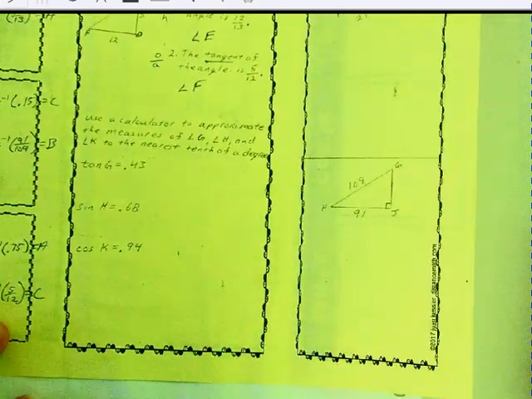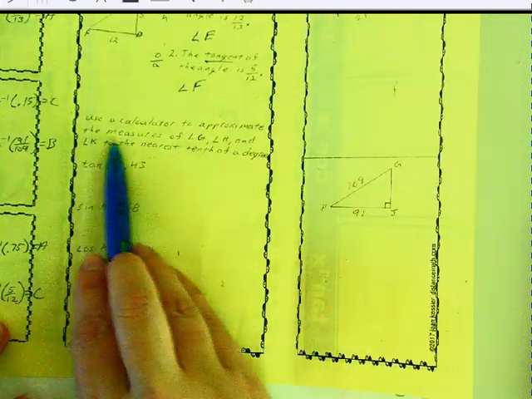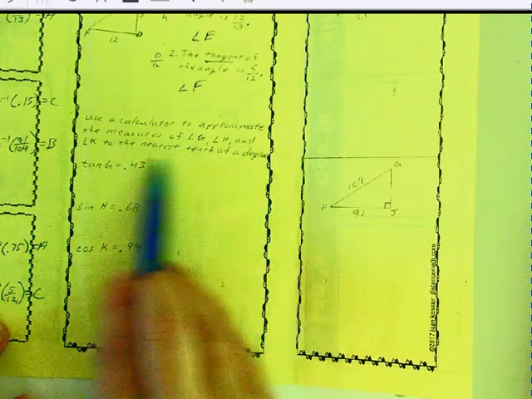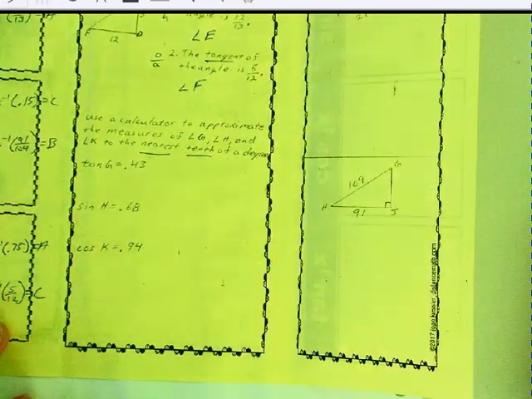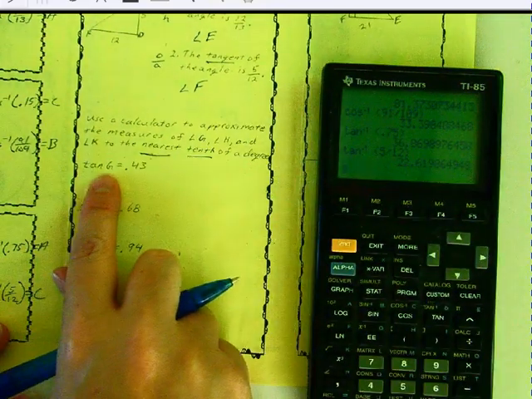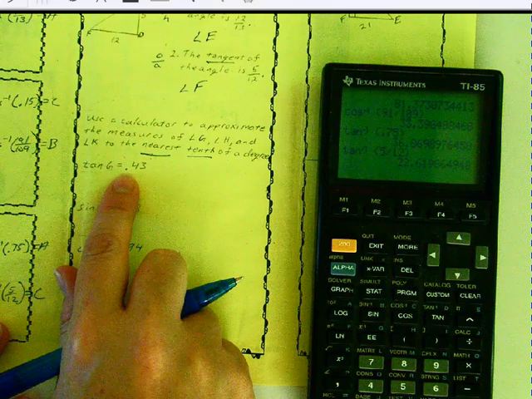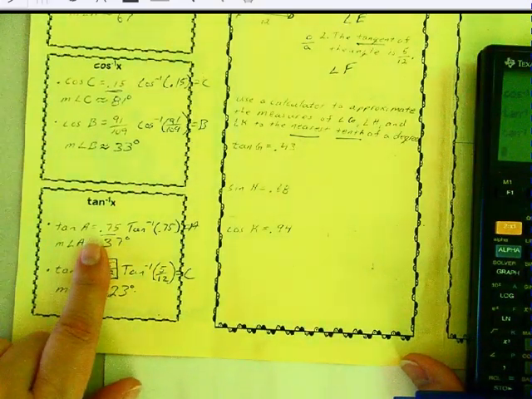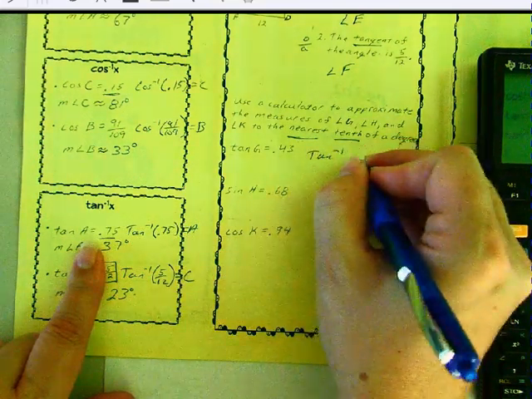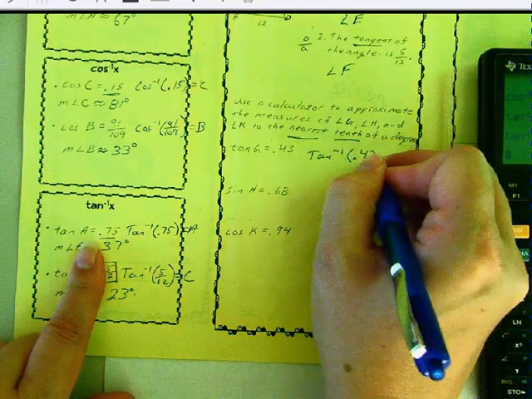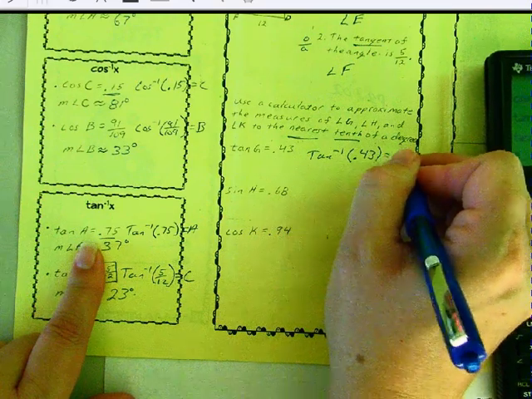All right. Next section, now we're going to use a calculator to approximate the measure of angle G, angle H, and angle K to the nearest tenth of a degree. So nearest tenth of a degree is what we want to go to this time. Okay, so it says tangent of G equals 0.43. Well, that's like the one that we did over here, tangent of A. So I'm going to do tangent to the -1 of 0.43 equals G.